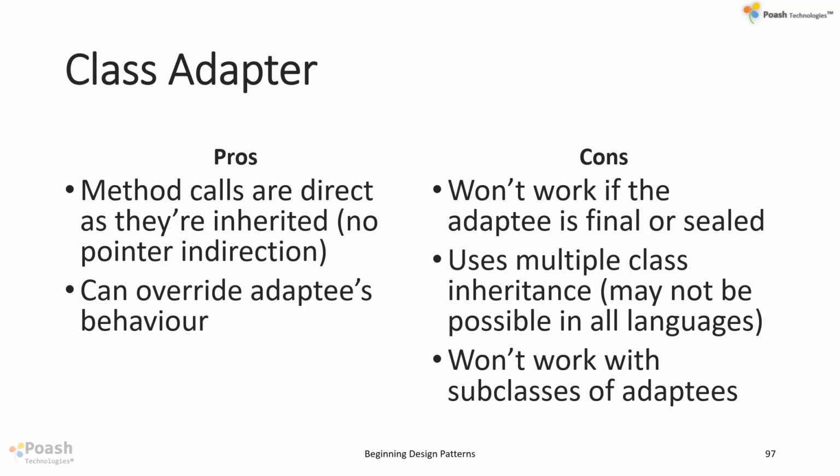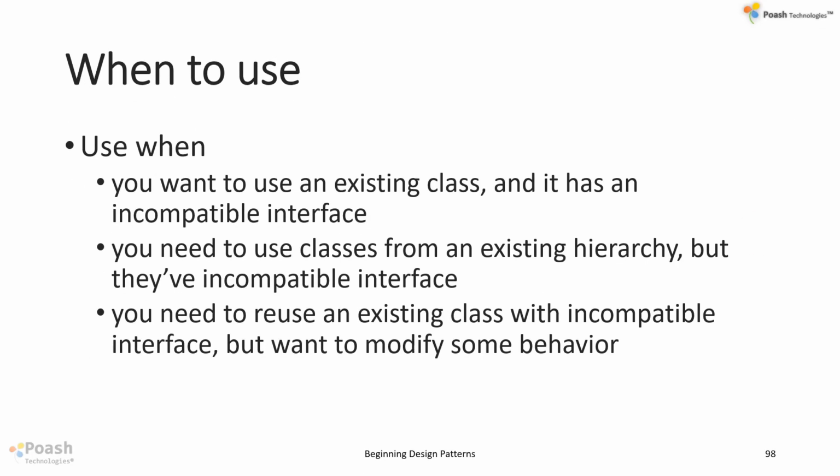So when to use this pattern? Use this pattern when you want to use an existing component but that has an incompatible interface. Or you want to use the classes from an existing hierarchy but they have incompatible interface. In that case, you can use an object adapter. You can also use this pattern when you want to reuse an existing class that has an incompatible interface, but you also want to modify some of its behavior. In that case, you can use the class adapter.